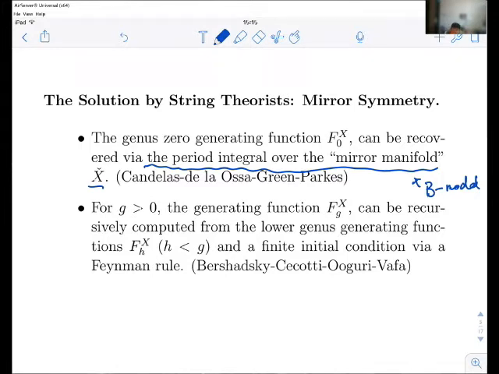And for the higher genus case, to push mirror symmetry to higher genus, the four physicists Bershadsky, Cecotti, Ooguri, and Vafa introduced the higher genus B model. They claim that for genus larger than zero, this generating function F_g can be recursively computed from lower genus generating functions and some finite initial condition. They call this finite initial condition the ambiguity. We will say more later.